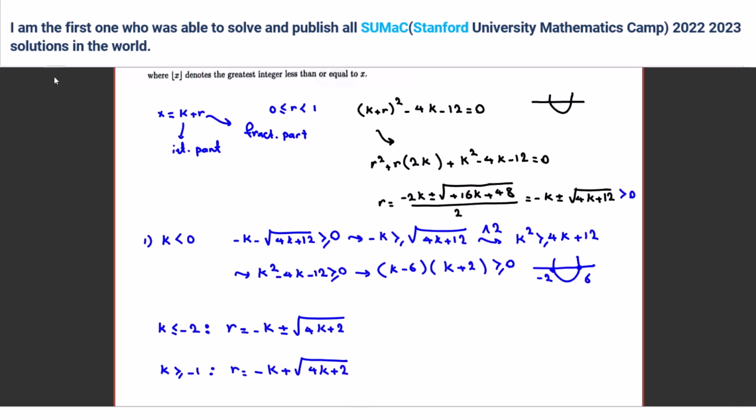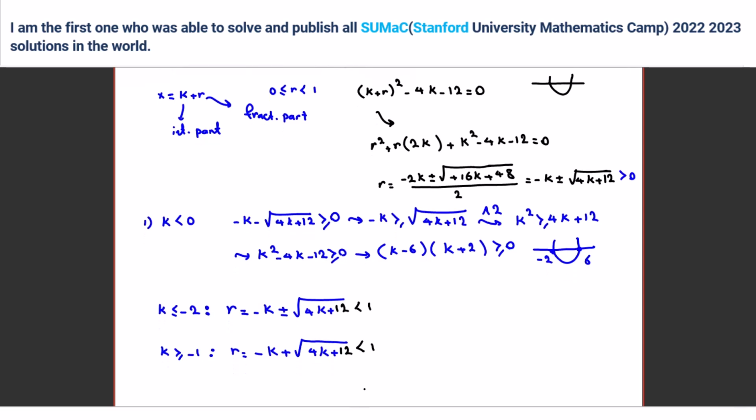Now let's consider the next inequality. It should be less than 1, right? Should it be 4k plus 12? Oh yes, sorry, 4k plus 12. We should consider less than 1, right? Yeah. First consider this part that is less than 1 and see for which k it is possible, okay? Okay.